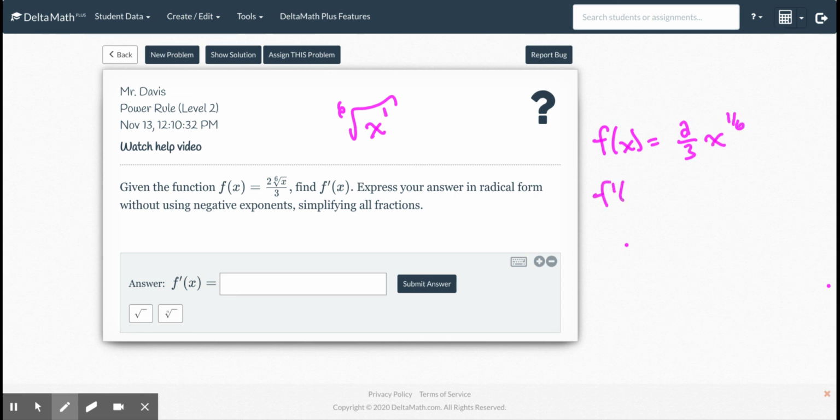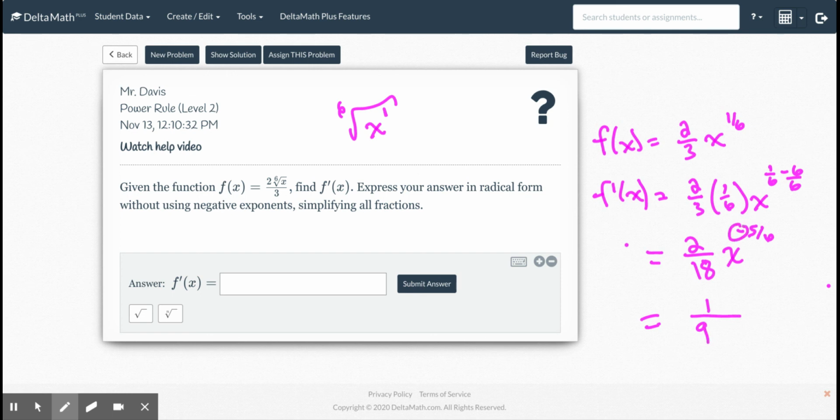Then we can do the derivative. So it becomes 2/3 times 1/6, x to the 1/6 minus 1. Well, 1 is the same thing as 6/6. So that would become 2/18 times x to the negative 5/6 power. We can reduce that fraction to 1/9.